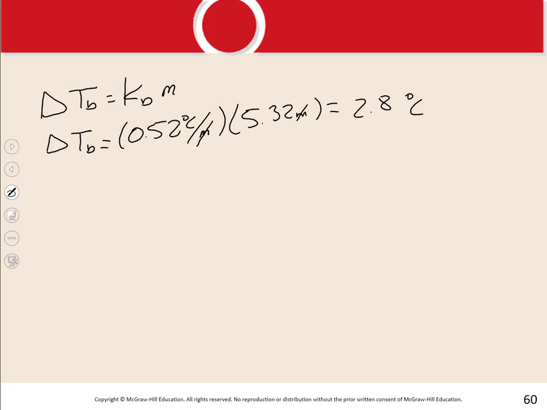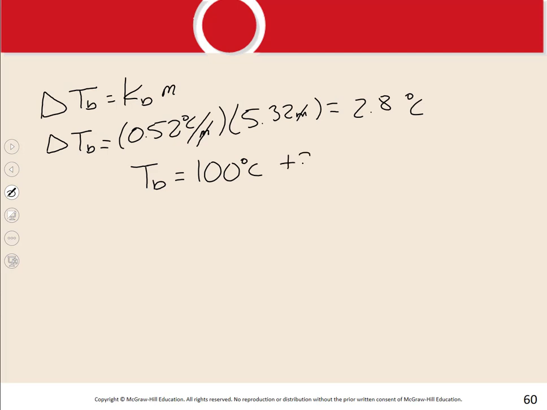Which means what is our new boiling point of that water? What was the original boiling point of water? 100. So we started at 100 degrees. Are we going to add 2.8 or subtract 2.8? Add. The boiling point is elevating, it's going up, so we're going to add that 2.8.